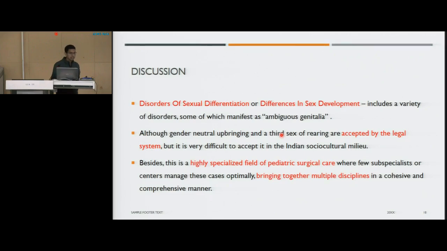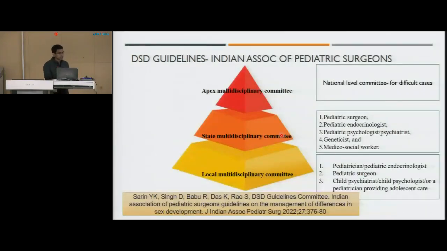So there are guidelines from the Indian Association of Pediatric Surgeons, the DSD guidelines published in 2022. These complex cases are to be managed only in those centers which have a local multidisciplinary committee comprising at least a pediatrician or a pediatric endocrinologist, a pediatric surgeon, and a child psychiatrist or psychologist, or a pediatrician involving adolescent care.